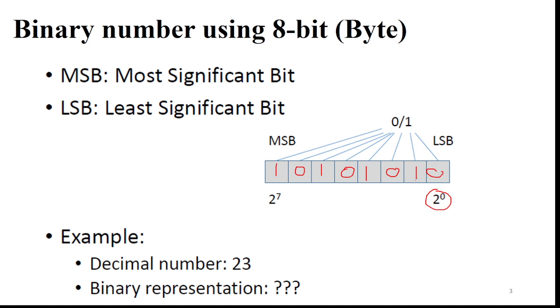The second bit is 2 power 1. So 2 power 1 is 2. The third one is 2 power 2, so this is 4. And then 2 power 3, 2 power 4, 2 power 5, 2 power 6, finally 2 power 7.